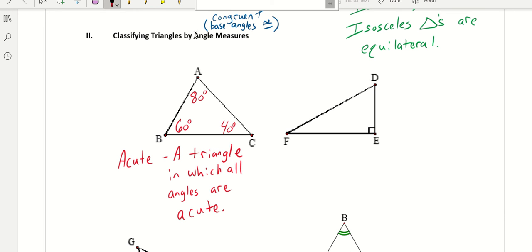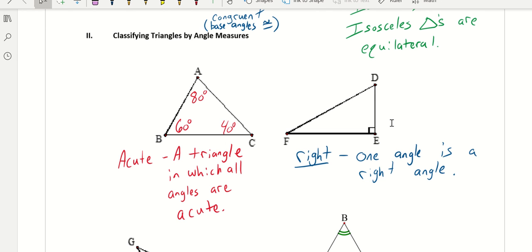On the right here we have angle E is a right angle. This is what we call a right triangle. So in this triangle we have one right angle. If one angle is a right angle, this is what we call a right triangle.